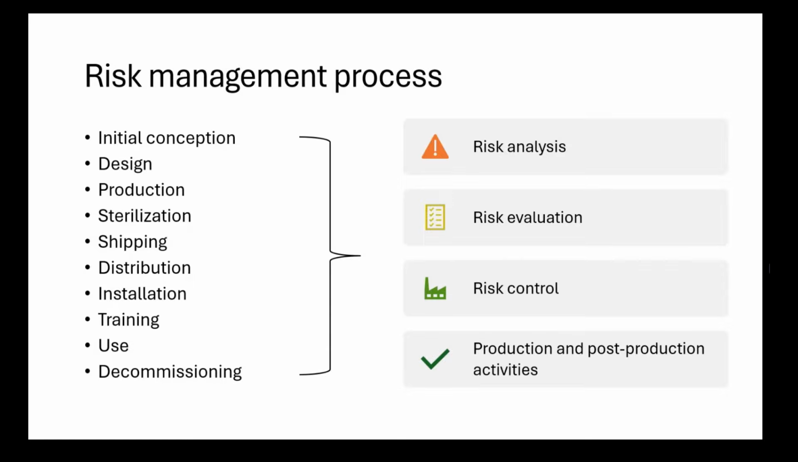And then the third main important pillar of risk management is risk control. This involves implementing measures to minimize or eliminate risks. It could mean changing materials, adding safety features, or including warnings in the labeling.